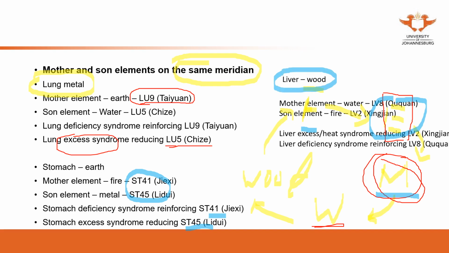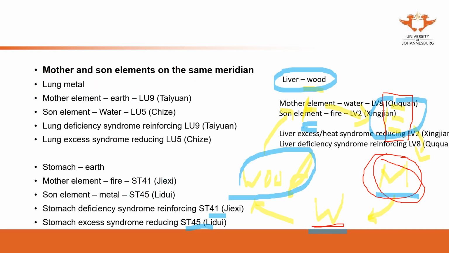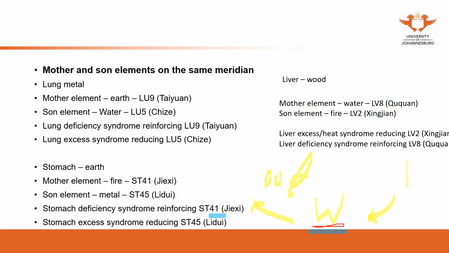The liver is the wood. When we see the wood, I'm going to focus on the fire or the water. For this situation, I always focus on the same meridian. A patient suffers from a liver problem, so I focus on the liver meridian, on the water and the fire. For excess, I'm going to reduce the son, liver 2. For deficiency, I'm going to reinforce the mother, liver 8. So that's the application on the same meridian.